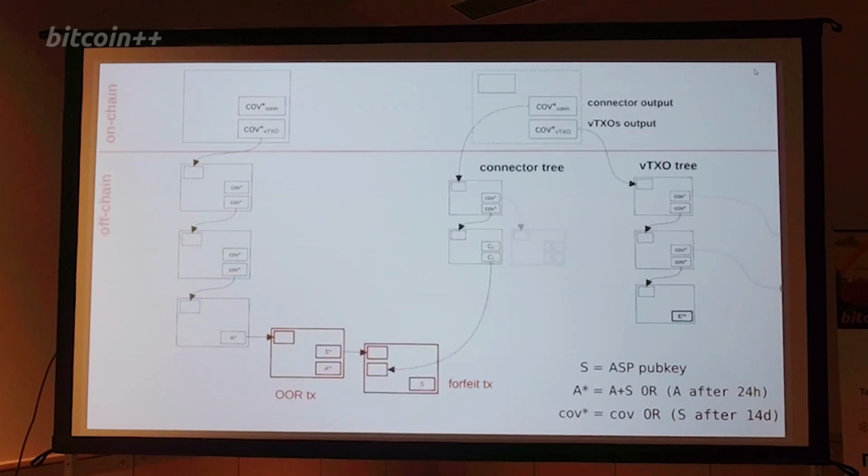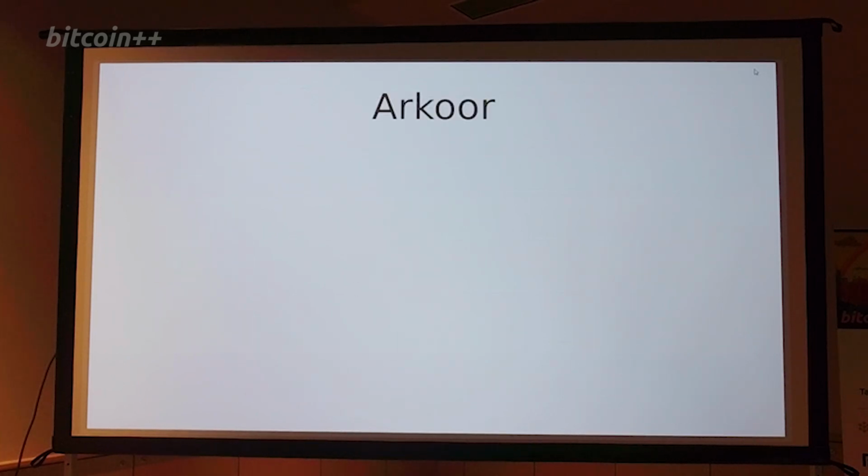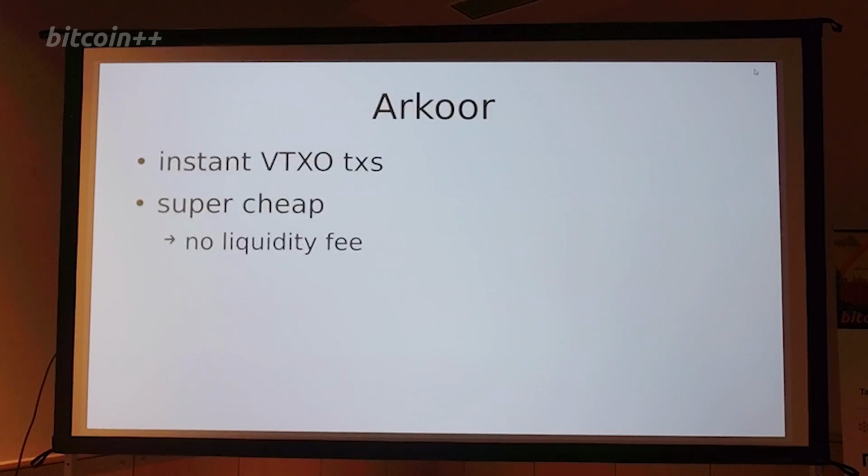I think it was this slide. Where you're going to spend your VTXO, however long the chain is, spend it and forfeit it and then get it into the next tree. So we call this ARC core, ARC out of round payments. You get instant transactions, really easy. You just add ASP to cosign and you get a VTXO. They're super cheap, there's no liquidity requirement.